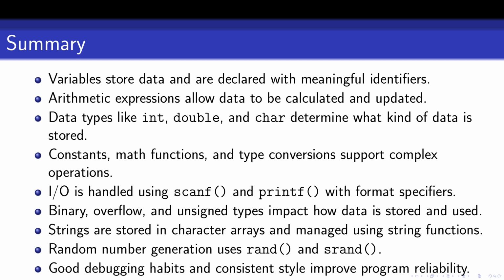To wrap up this module, let's quickly review what we've covered. We've covered the foundational concepts of C programming that every beginner needs to understand. We started by learning how variables store data and why meaningful identifiers help make our code more readable. Then we looked at arithmetic expressions, which let us calculate and update values in our programs. From there, we explored data types, like int, double, and char, each used to store different kinds of information. We introduced constants, math functions, and type conversions, which allow you to build more complex and flexible programs.